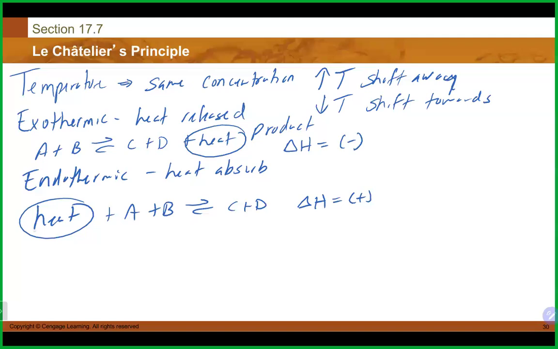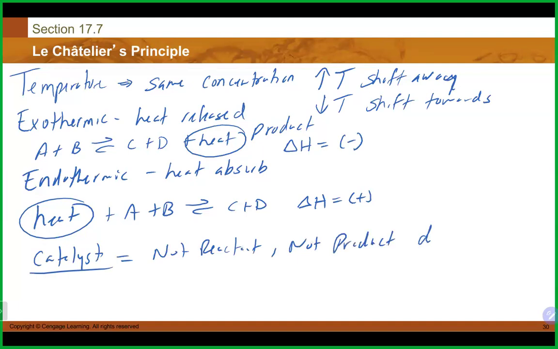Lastly, in terms of what could affect the equilibrium is a catalyst, and a catalyst is actually, again, not a reactant as we talked about. It's not a product, and it does not get used up in the reaction.